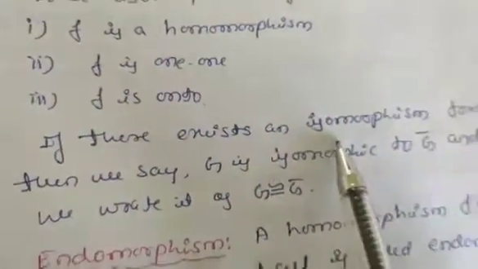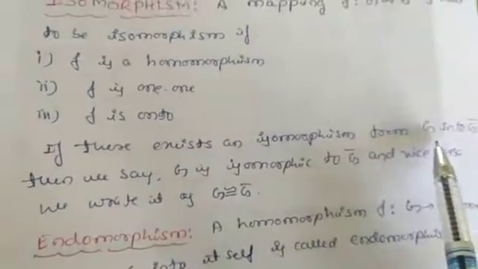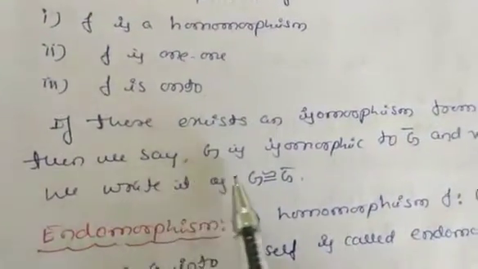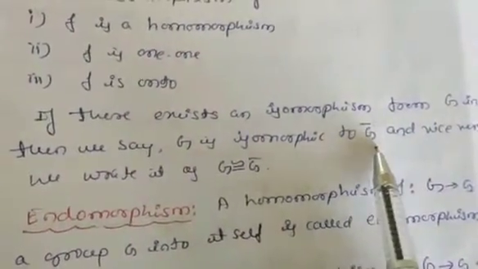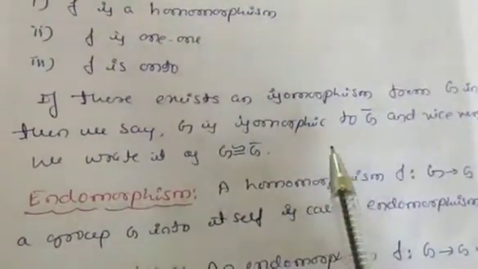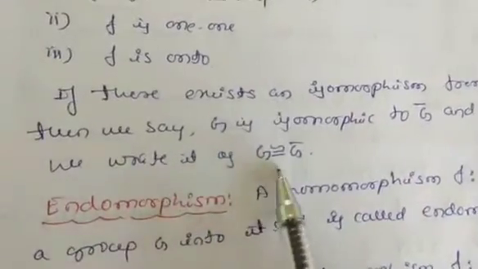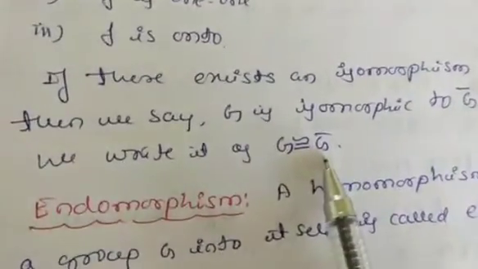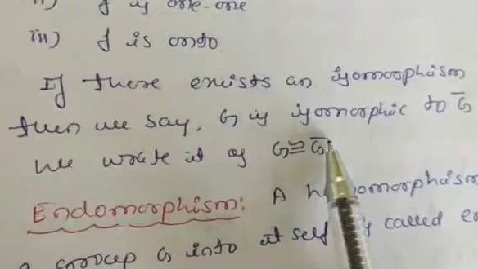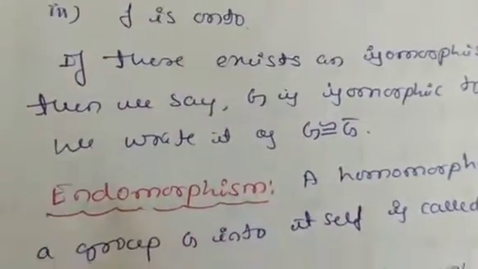If there exists an isomorphism from group G into G dash, then we say that G is isomorphic to G dash and vice versa, and G dash is isomorphic to G, and we write it as G is isomorphic to G dash. So this is G bar, this is the symbol of isomorphism.